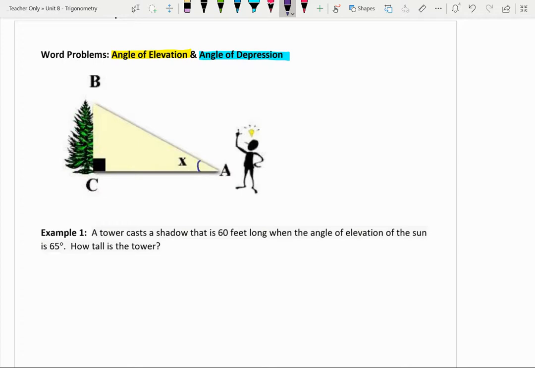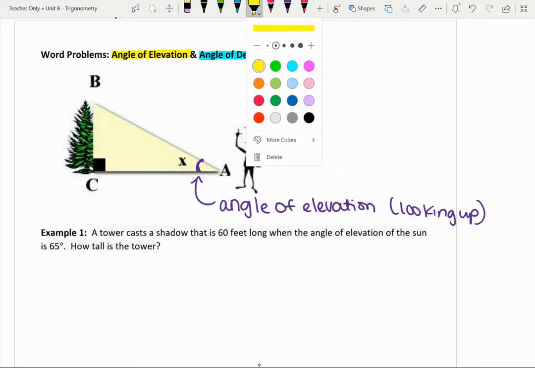And so the angle of elevation would be considered this angle. It's labeled X right here. The angle of elevation is always going to be looking up. When we think of the word elevate, we think rising. So the angle of elevation is always going to be a looking up angle.